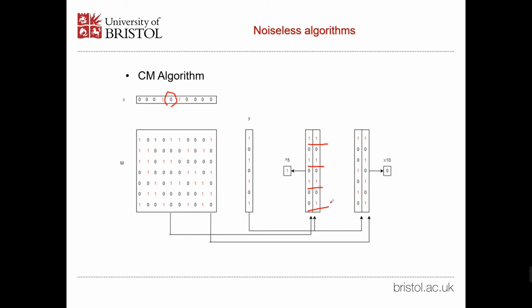The DD algorithm is very similar to the CM algorithm. The difference being that an atom is defective if only that atom is set to 1 in a row of the matrix and the result output is 1.